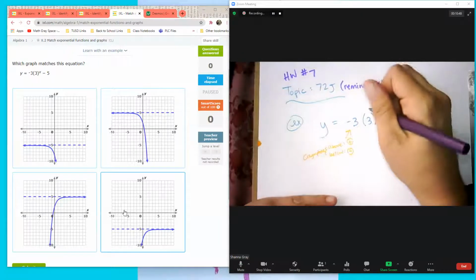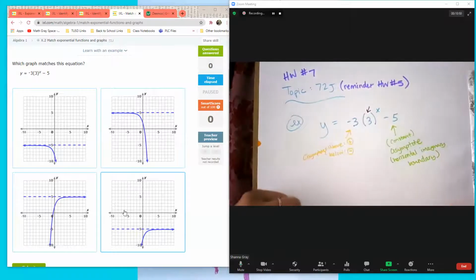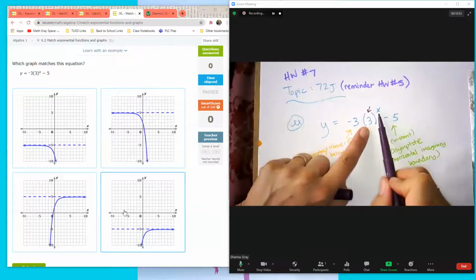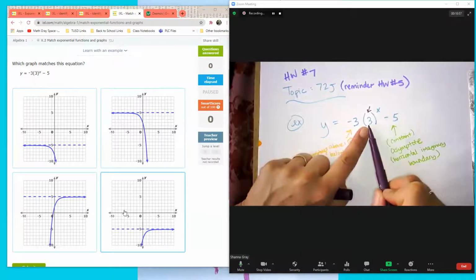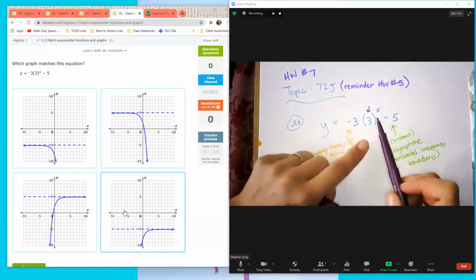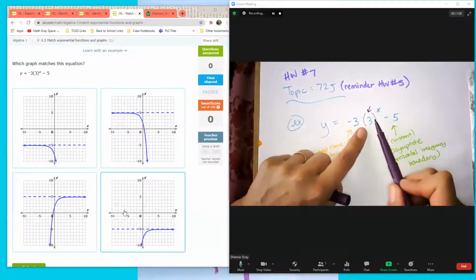The last part is what's going on inside the parentheses. What are you actually multiplying by, right? Because as I change x, that's going to affect how many times I multiply 3. So if this is a 2, then it's just 3 times 3. But then if this is a 4, it's 3 times 3 times 3 times 3. So it really depends on the size, right? This is definitely going to affect the size.